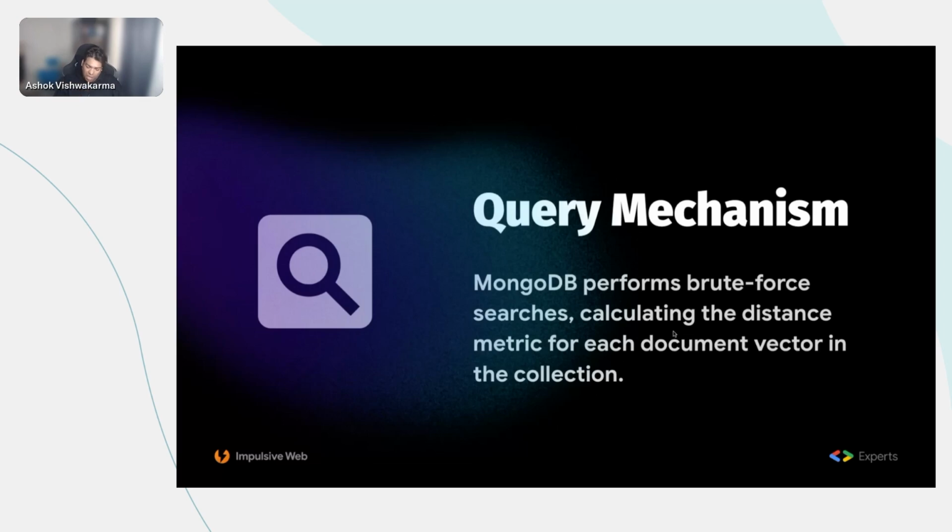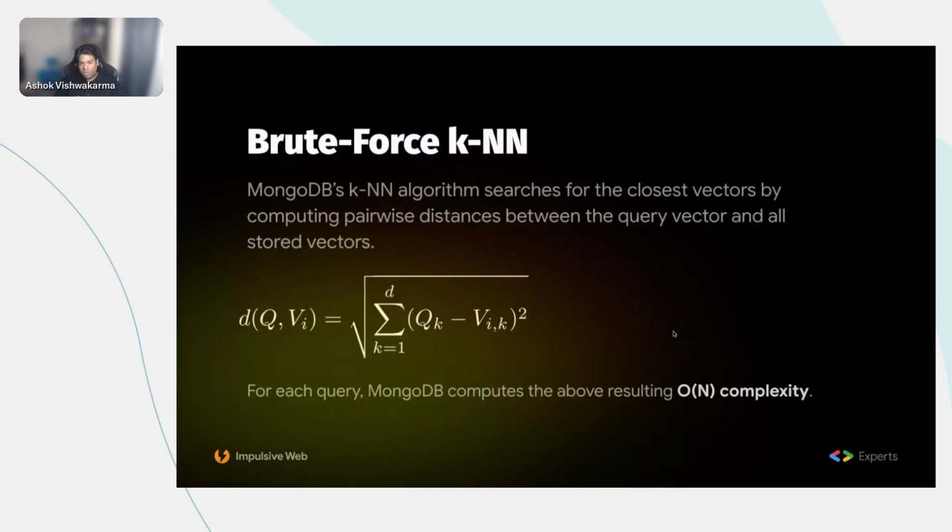querying the data which you have stored. So in MongoDB, there is a thing called brute force KNN. Every time, MongoDB's KNN algorithm searches for the closest vectors by computing a pairwise distance between two specific vectors, and it has to do that for all stored vectors every time. So there is no mechanism by which you can optimize this. Every time you run a query, you'll have a minimum of O(n) complexity. It goes beyond that as well, but this is the least you can hit.